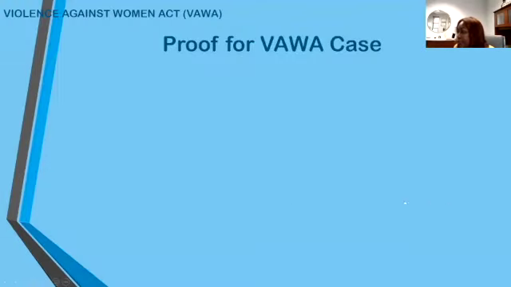So the proof for VAWA, how do you prove your VAWA case? What are the things you need to show to show that you qualify for VAWA? First of all, you have to show the status of your abuser. Is this person a US citizen or green card holder? How do you show that? Well, a birth certificate works. Passport, the biographic page of the passport.